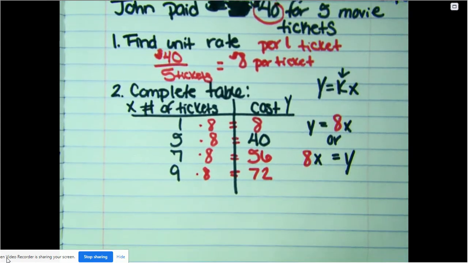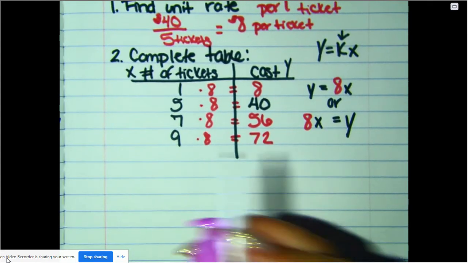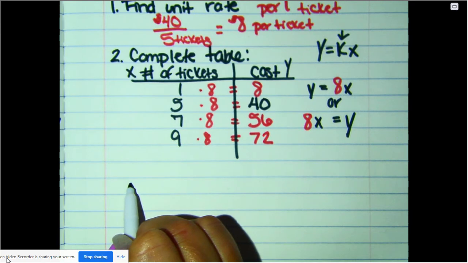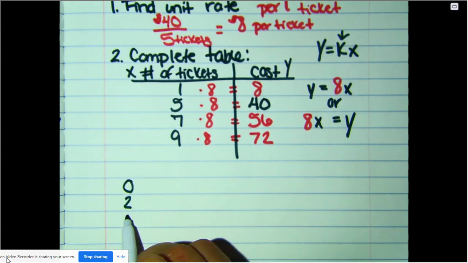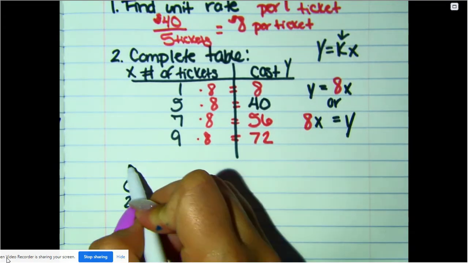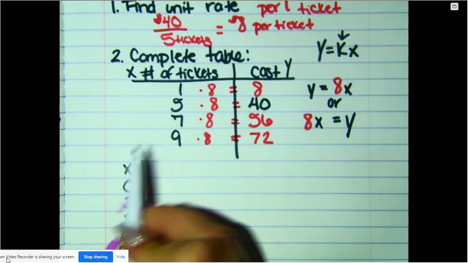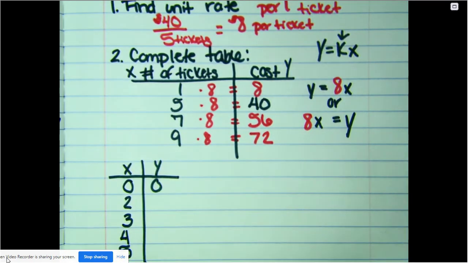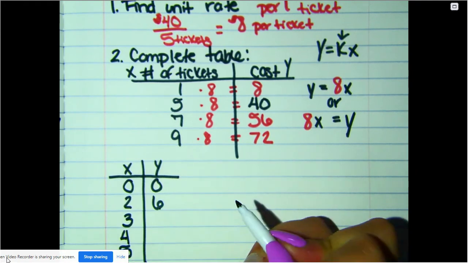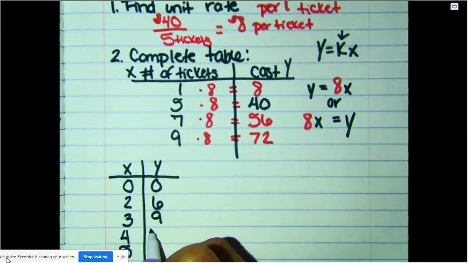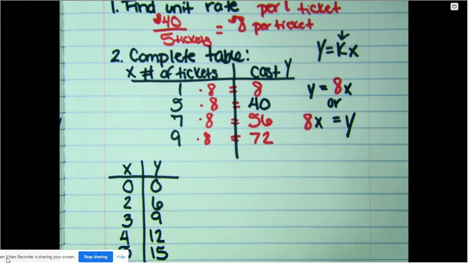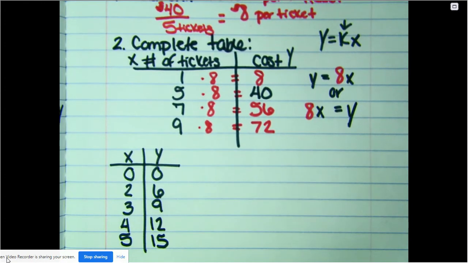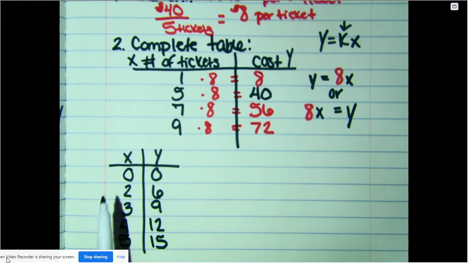Okay, so the next one, we have a table, and I'm going to write this table down quickly. So we have 0, 2, 3, 4, and 5. Those are my X values. Okay, the Y values are 0, 6, 9, 12, and 15. At this moment in time, I'm not going to be focused on 0, because if I was to divide 0 divided by 0, I'm going to get 0 anyway.